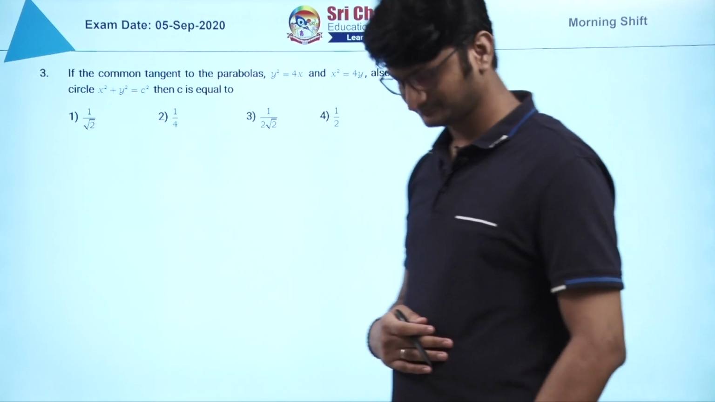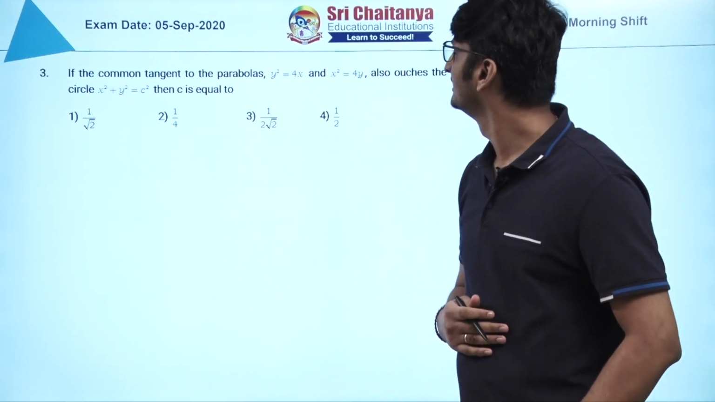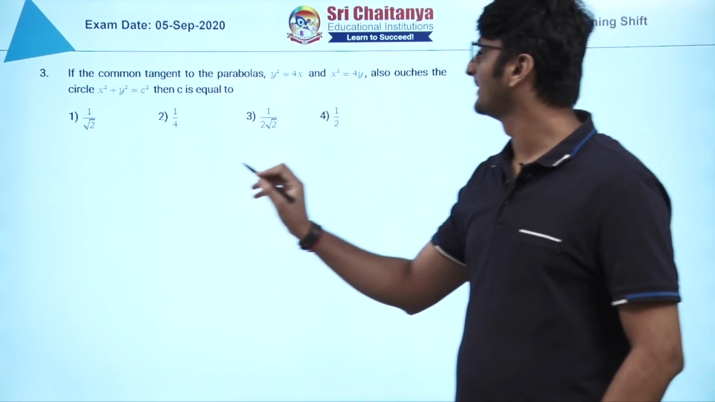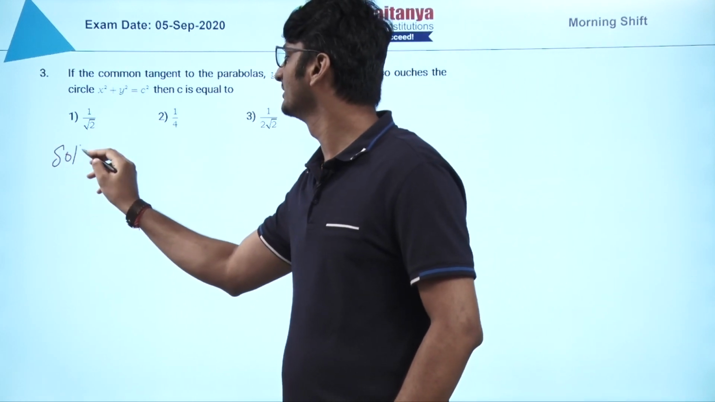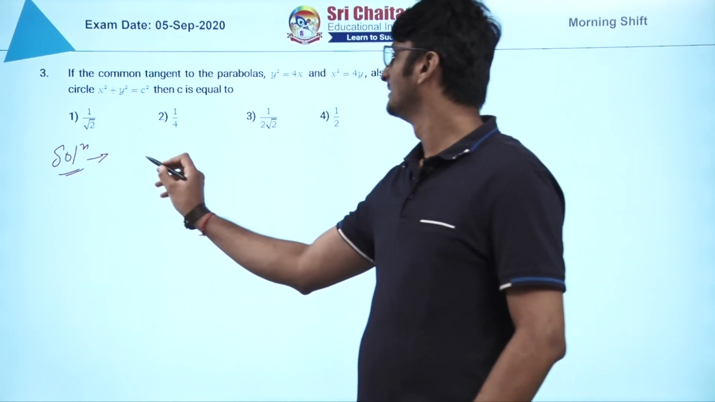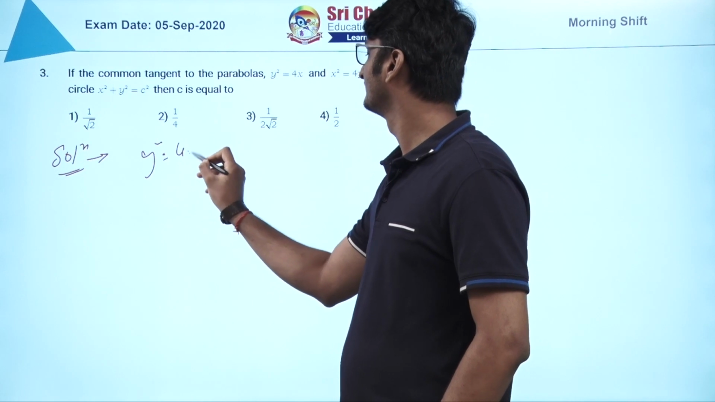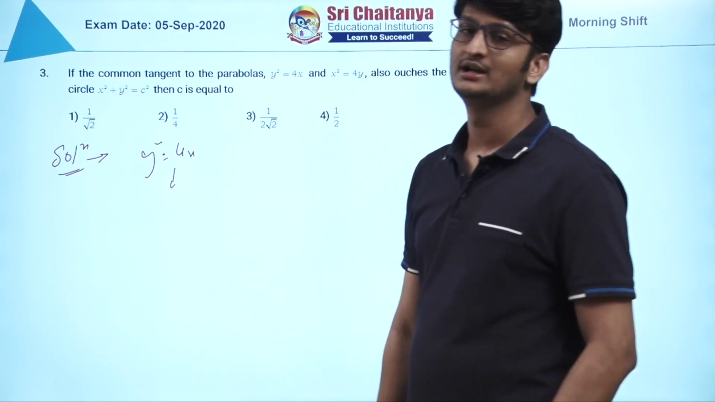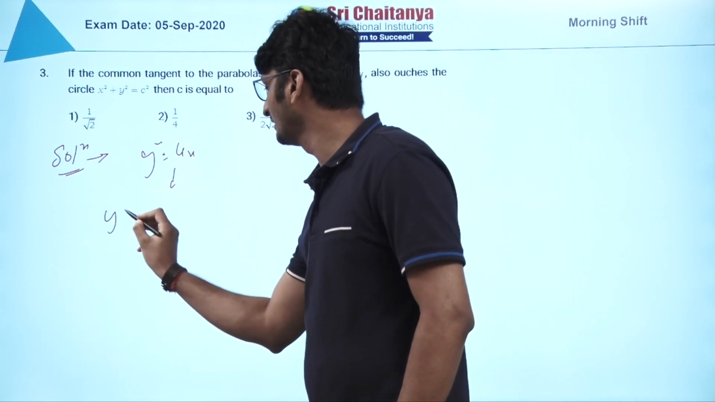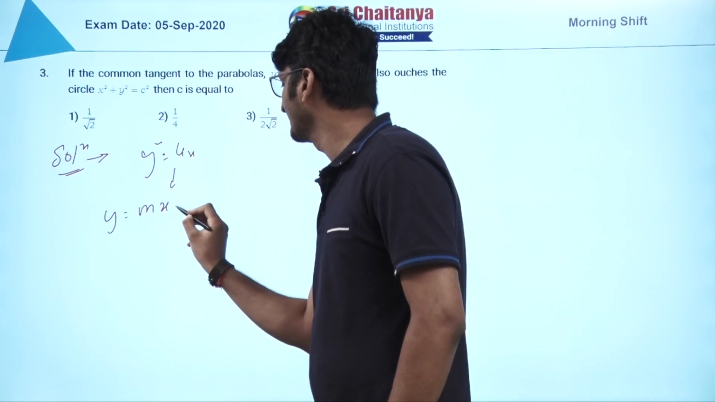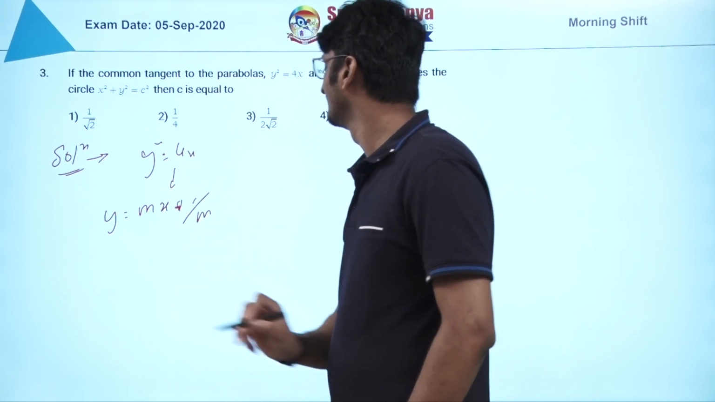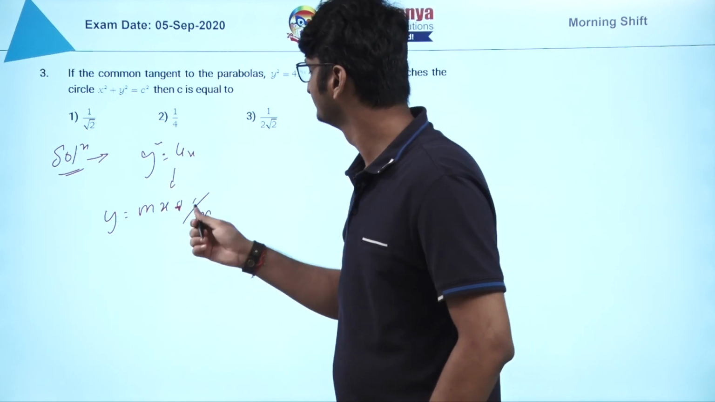Question number 3. This question comes from the chapter conic section. Here parabolas and circles are used. Two parabolas, both are standard parabolas. You can see one is horizontal and one is vertical. Y square equal to 4x. What is the equation of the tangent? In slope form I am writing. Let the slope be m. So, the equation will be y equal to mx plus a by m, here a is 1, so 1 by m.